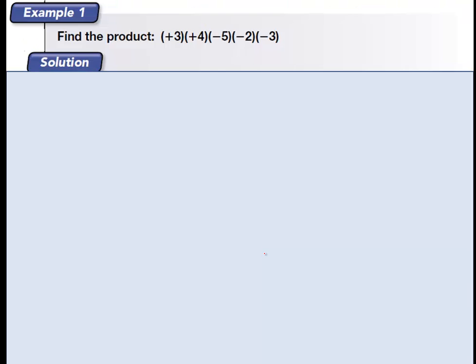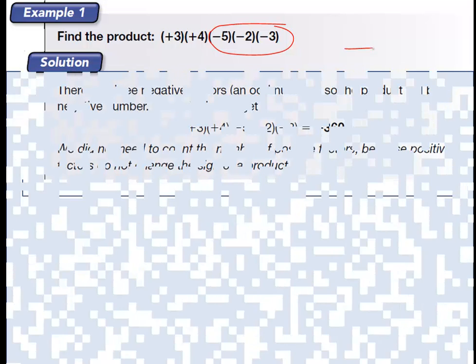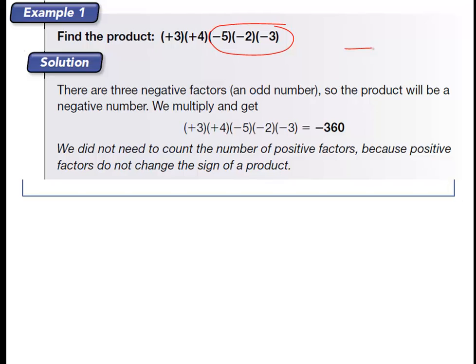All right, let's try this. First of all, just look at this for me for a minute. Now, 3 times 4 times a negative 5 times negative 2 times negative 3. First of all, you should be able to immediately tell me whether your answer is going to be negative or positive. What's it going to be? Your answer is going to be negative because you've got 3 negative signs, and that's odd. So we know our answer is going to be negative. Then we just got to do our multiplication. And when we do that, 3 times 4 times 5 times 2 times 3, we get 360. All right, easy enough? All right, let's look at something a little bit tougher.